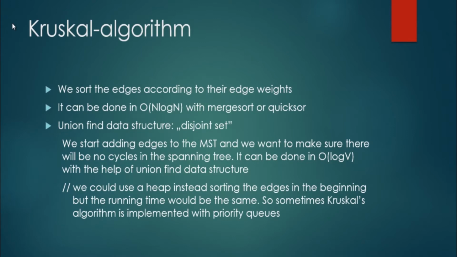We sort the edges according to their edge weights. This can be done in O(n log n) time complexity with merge sort or quick sort, or we have seen so far that heap sort has n log n time complexity, so we can do it very quickly. Or if you are familiar with, for example, radix sort, the string sorting algorithms, we can do it even in linear time complexity. And of course, Kruskal algorithm relies heavily on this sorting algorithm.